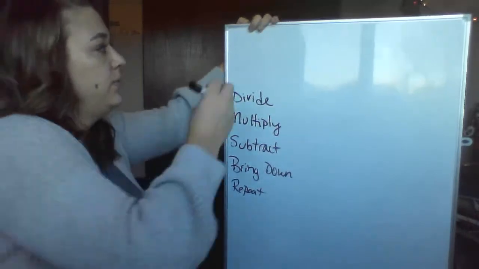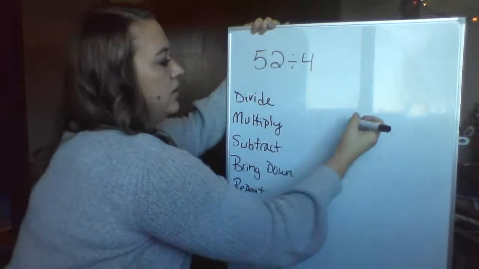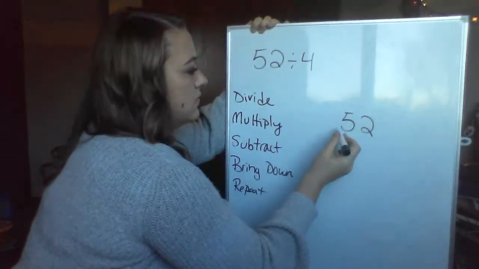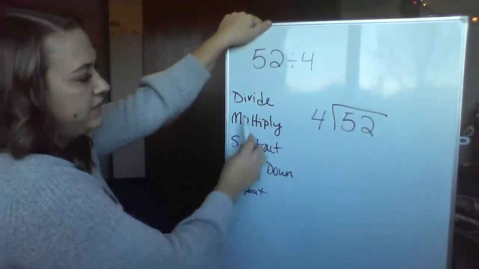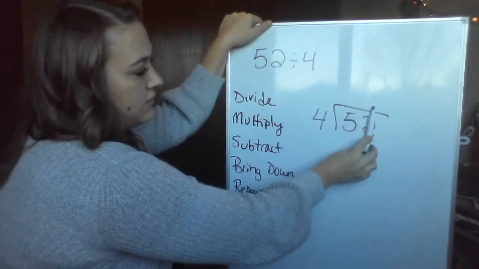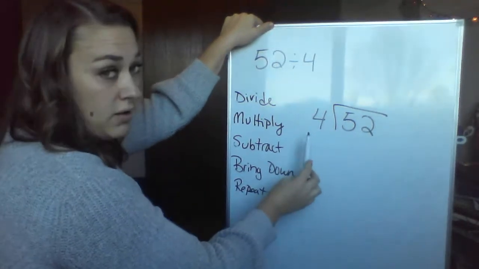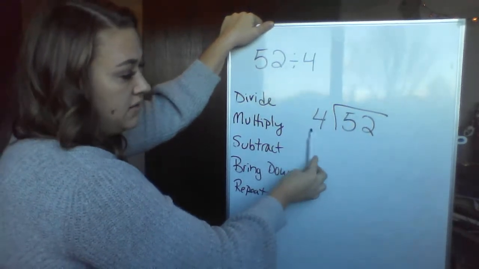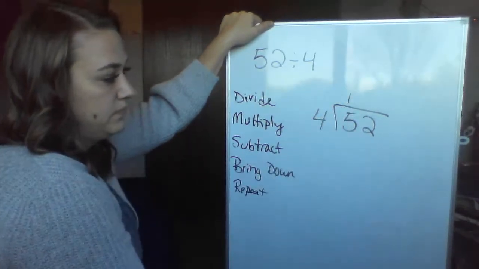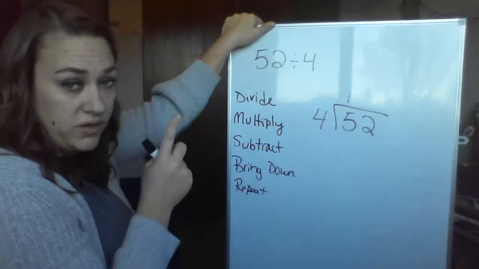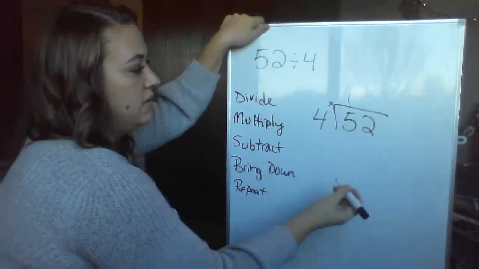Okay, 52 divided by 4. Okay, first I'm going to divide. I'm going to ignore that 2 at first. How many times can 4 go into 5? Well, one group of 4 is 4. 2 groups of 4 is 8. That's too many. So 4 can go into 5 one time. I can make one group of 4. So now I multiply. 4 times 1 gives me 4.